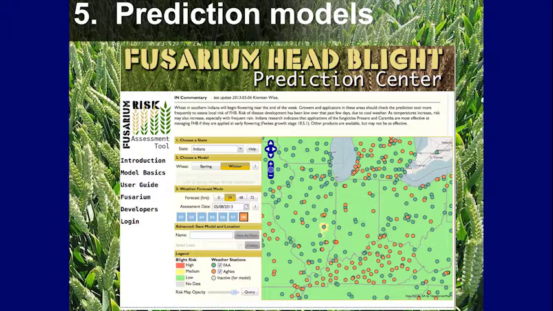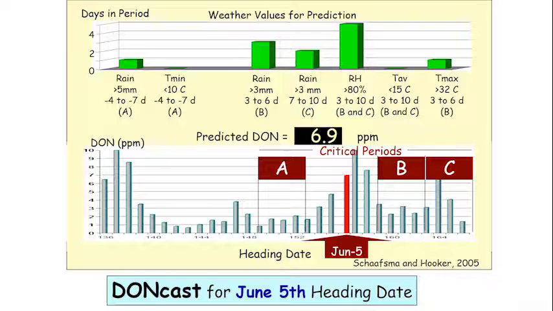but both models, I think, have the same purpose, and that is to help make a fungicide application decision. This is a model that we use in Ontario, and it shows the different DON toxin that's produced or predicted in these wheat crops relative to the heading day. And so we get the weather. These are 3 weather events or weather parameters centered around a heading day.